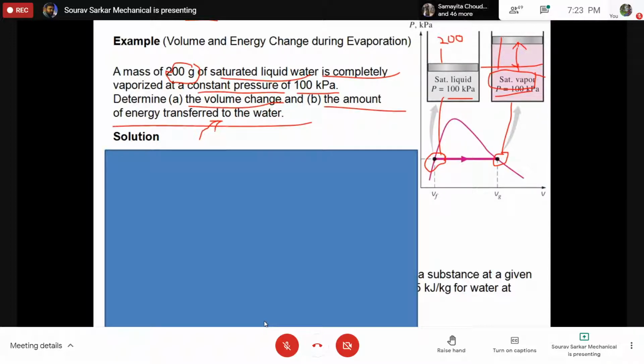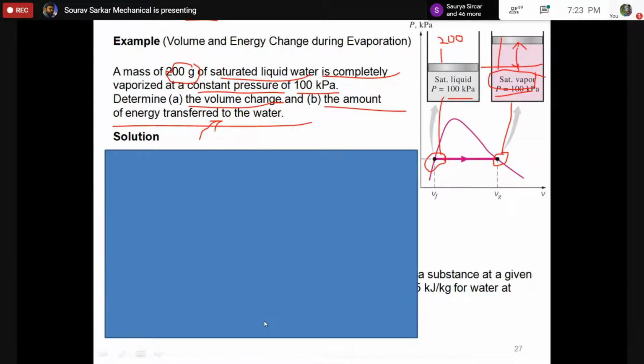And for energy, we can use the difference between the internal energy of the gas state and the liquid state, given in specific form. So we have to multiply the mass with it. Okay, I got your point, but my question is: is it the internal energy? No, sir, enthalpy. Enthalpy, sir. So how do you know that it is enthalpy?